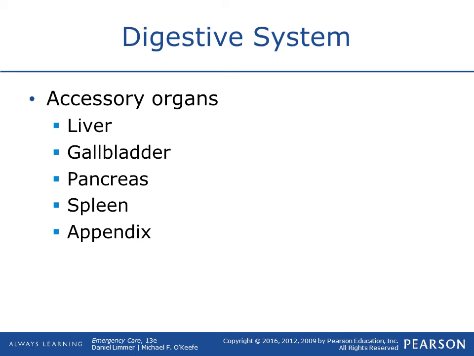And the appendix is one of those things where they're not really sure what it does. They just know that it aids a little bit in the digestive system, and it's commonly known for lower abdominal pains, appendicitis, and various things like that. But some of those are things that can be taken out, and everybody still lives okay without them.